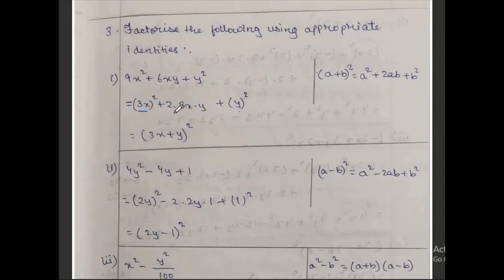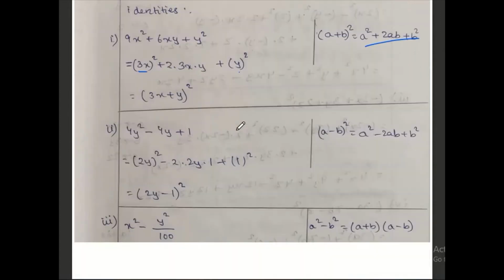So in the middle you are going to write 2ab. A is 3x, b is y. So 2 into a into b, 2 into 3x into y. If you multiply this, you will get back this one only. So we are comparing this question with the right side of the formula, so that the left side will come back. A square plus 2ab plus b square makes a plus b whole square. A is 3x, b is y. Together you can make it whole square.